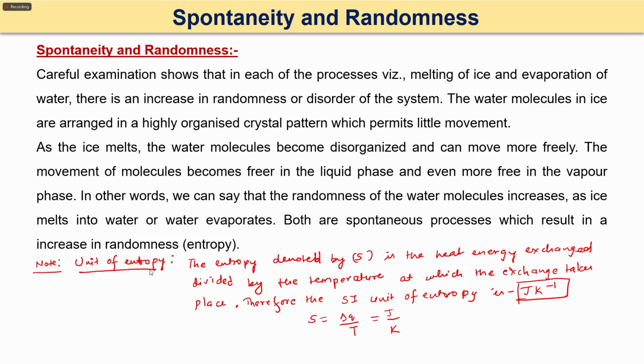So now let us read what spontaneity and randomness are. Careful examination shows that in each process, like melting of ice or evaporation of water, there is an increase in the randomness or disorder of the system. Okay. The water molecules in ice are arranged in a highly organized crystal pattern, which permits little movement.